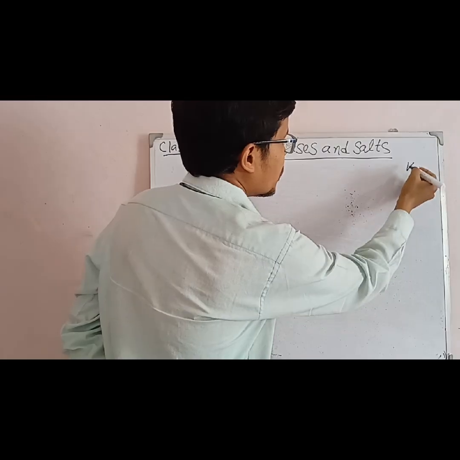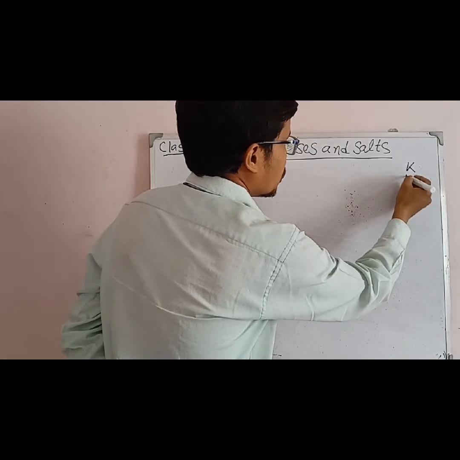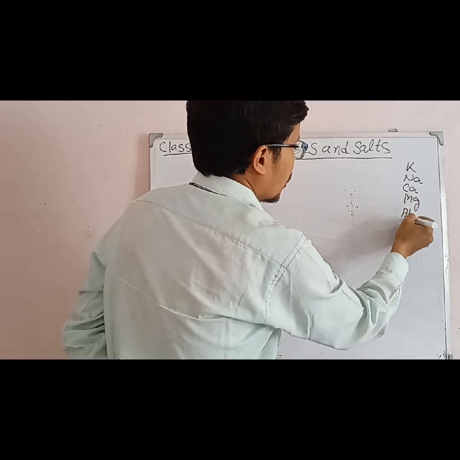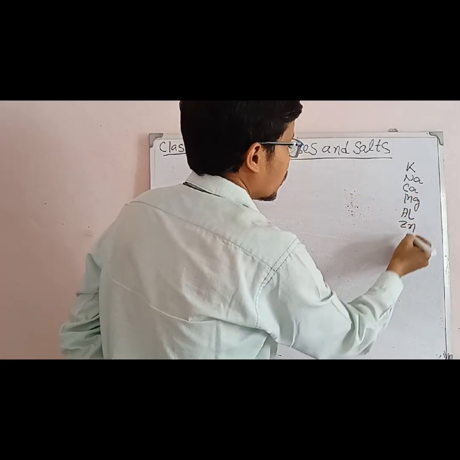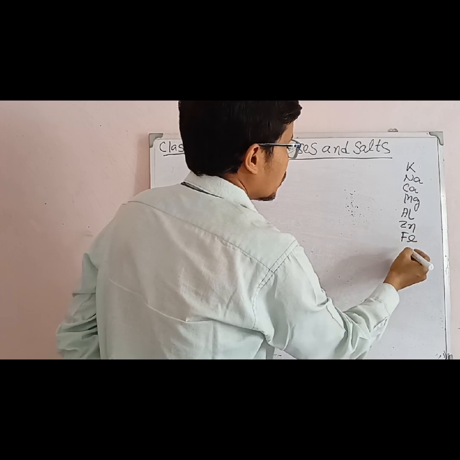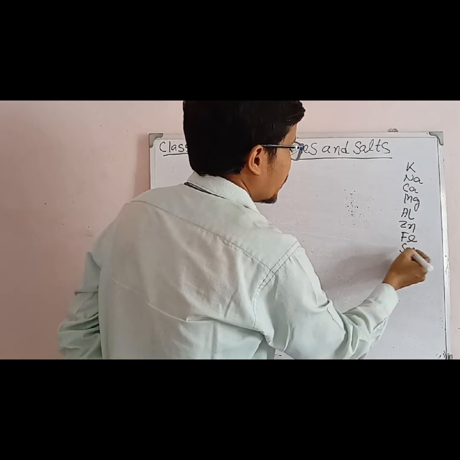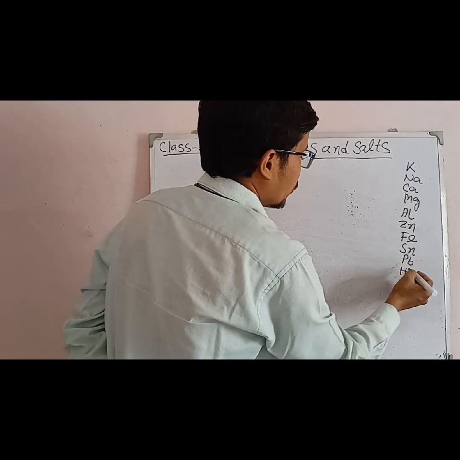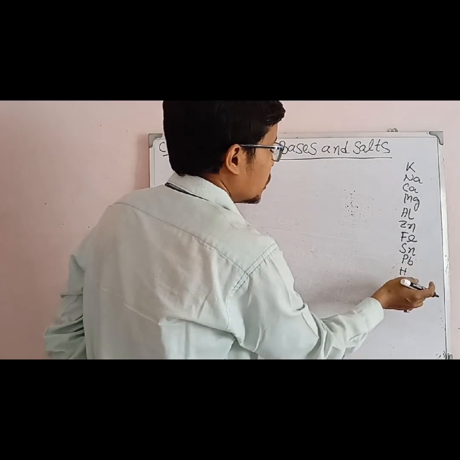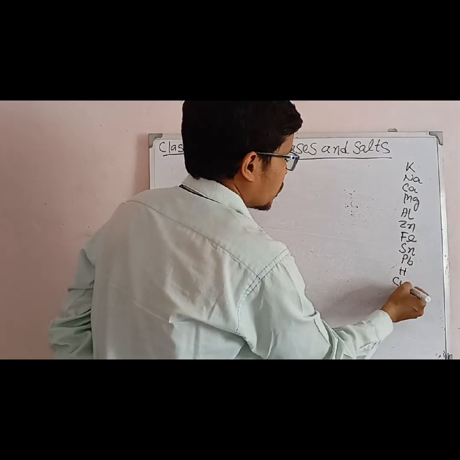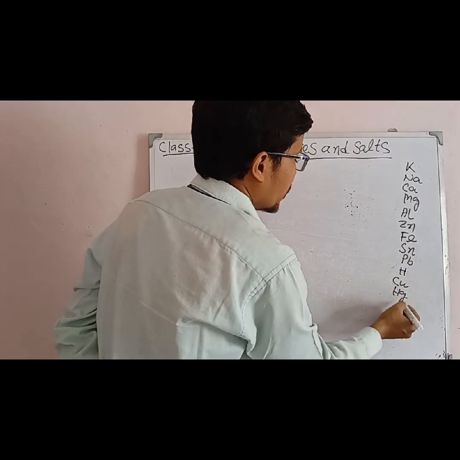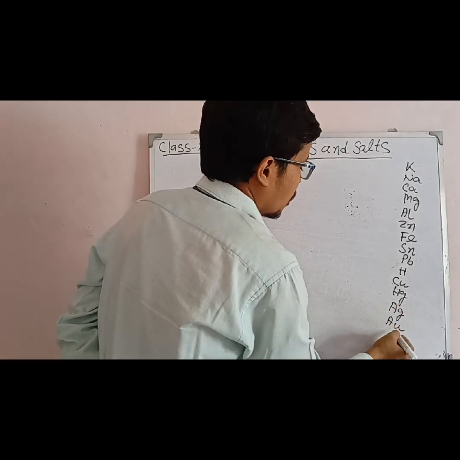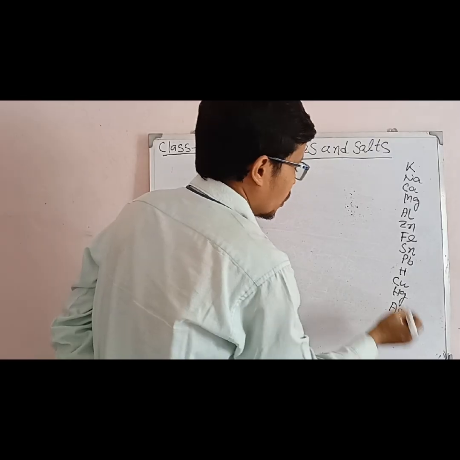That is the metal reactivity series. At first potassium is there, and then sodium, calcium, magnesium, aluminum, zinc, iron, tin, lead, and then hydrogen, although it is a non-metal, but we will write it here. After that Cu copper, Hg mercury, Ag silver, after that Au gold, and platinum.